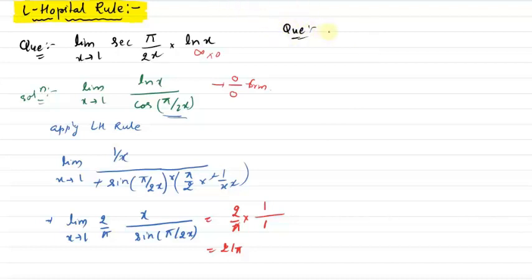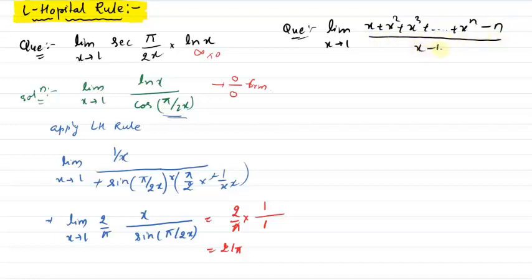The next question says limit x tending to 1, x plus x square plus x cube, till x raised to power n minus n, whole divided by x minus 1. Now we have to find its limit. First of all, let's check which form it is. If you put 1 plus 1 plus 1 n times, minus n, this numerator will be tending to 0. Again, the denominator will also be tending to 0. So it is 0 by 0 indeterminate form.